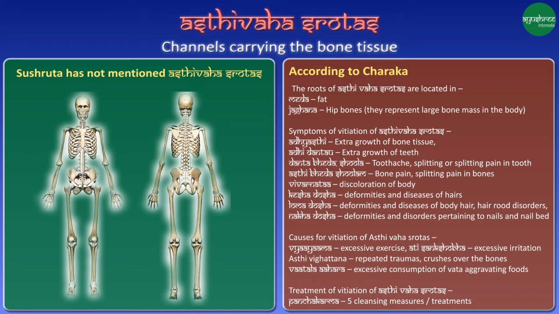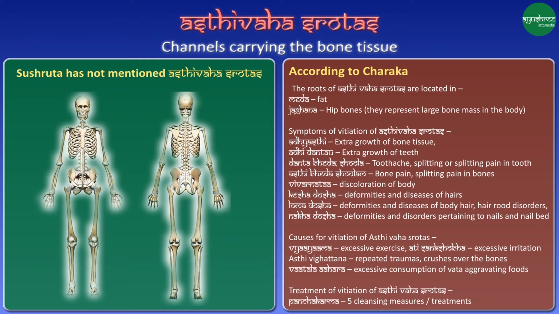disorders of skin pores, deformities and disorders pertaining to nails and nail bed, deformities and disorders of mustache. Causes of vitiation of Asthivah Srotas: excessive exercise, excessive irritation, repeated traumas, crushes over the bones, excessive consumption of vata aggravating foods.